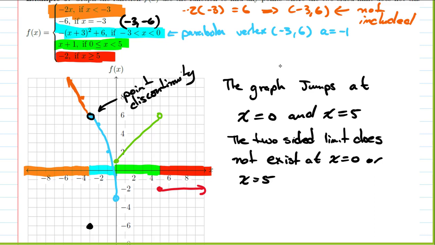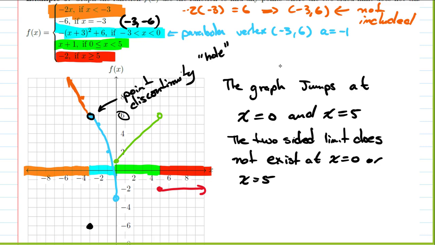Because it doesn't jump, but the graph is not continuous there because it has a hole. So then the question becomes, at a jump discontinuity, we know the two-sided limit doesn't exist. At a point discontinuity, or a hole, would the two-sided limit exist? Sure. Because as I get close to -3 from the left, what's my y value? 6. And as I get close to -3 from the right, what does my y value get close to? 6. So removing one point from a graph or having a hole does not affect the two-sided limit.